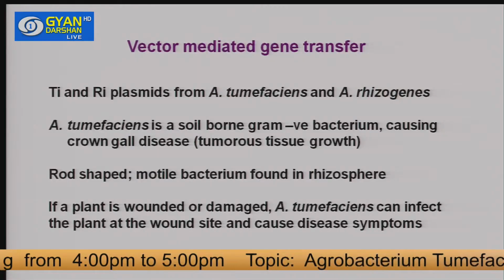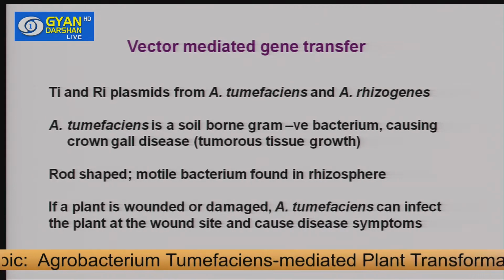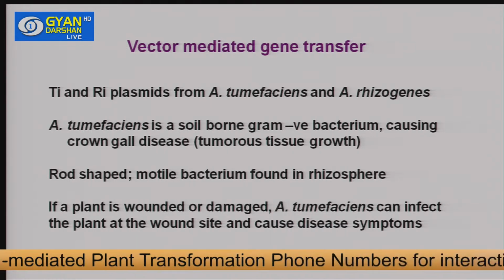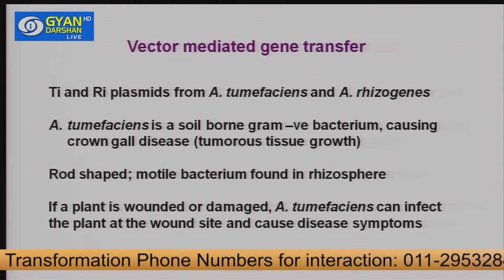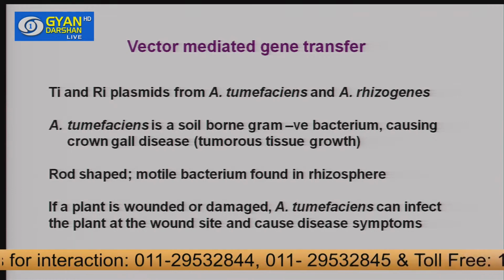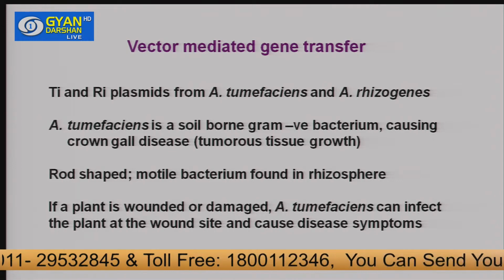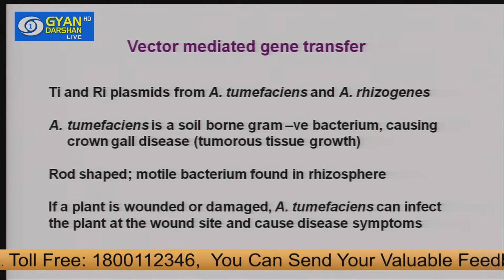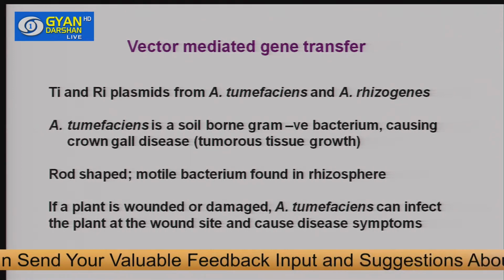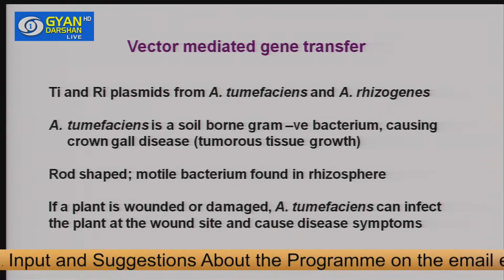Now, vector-mediated gene transfer. What does it mean? When you generate a transgenic plant, it can be done in two ways. Either you can undergo vector-mediated DNA delivery, or it can be direct gene transfer. Direct gene transfer means there is no involvement of a vector. That means it can be done through particle bombardment, the gene gun, or through electroporation. There are several other techniques. But when you are talking of Agrobacterium mediated transformation, you have to understand that it is a vector-mediated gene delivery system or vector-mediated DNA transfer.